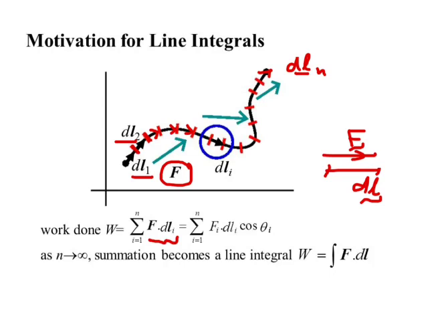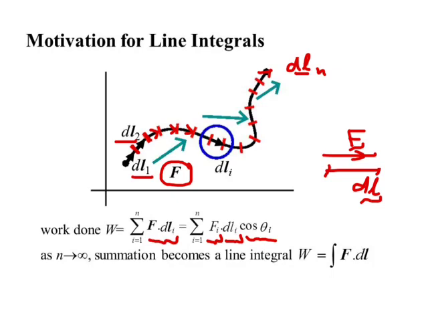And of course, if F is changing from one point to another, you calculate F at the center of the element. This is why I call it here Fi. So Fi is the value of the vector at the center of the element, dli is the length of the element, and cosine theta i is the angle between the force and the length vector at this point. So this is really a definition of work. And this is how we actually do it numerically.